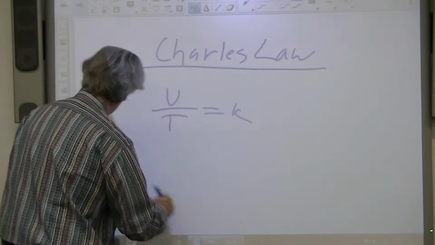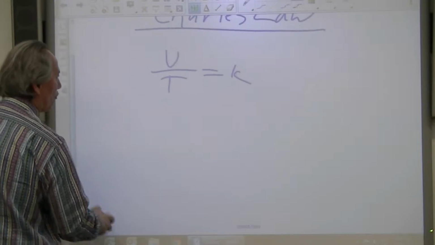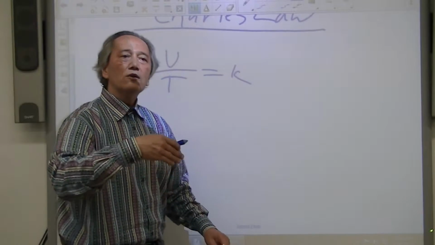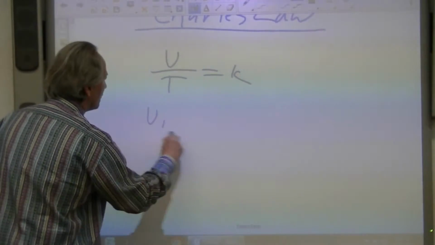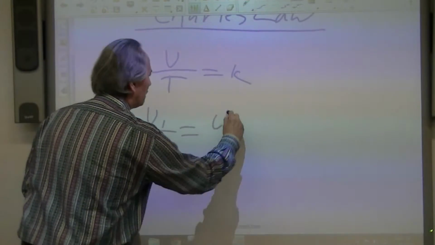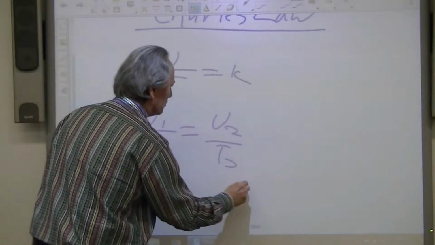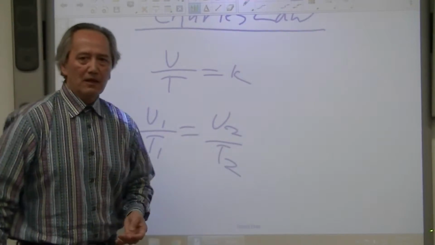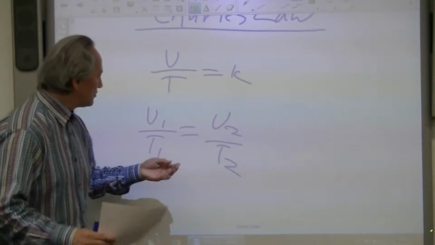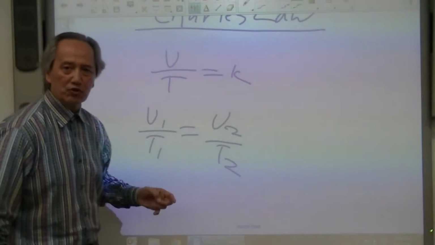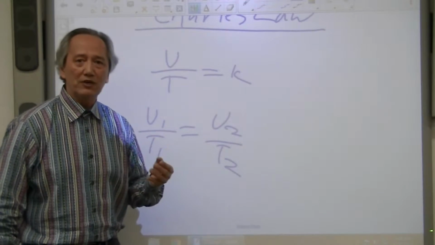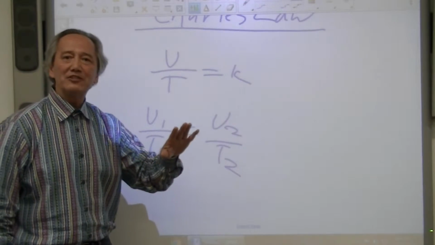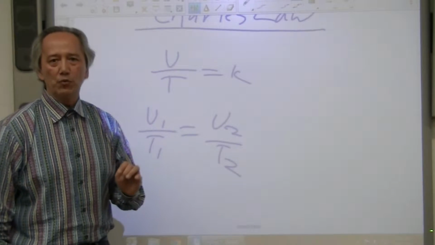Note that this can likewise be written in this format, again with initial conditions versus new conditions. Volume 1 over temperature 1 is equal to volume 2 over temperature 2. What does this tell us? Here's a couple of things that we need to know. Volume and temperature have a direct relationship. If one of those increases, let's take volume, what's going to happen to temperature? Temperature will likewise increase.